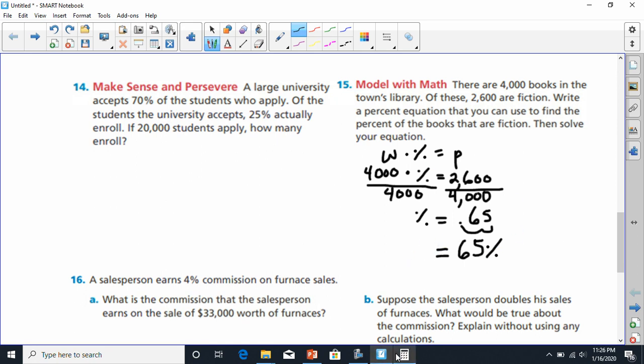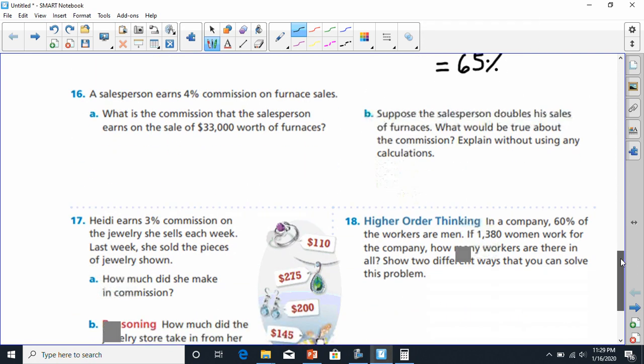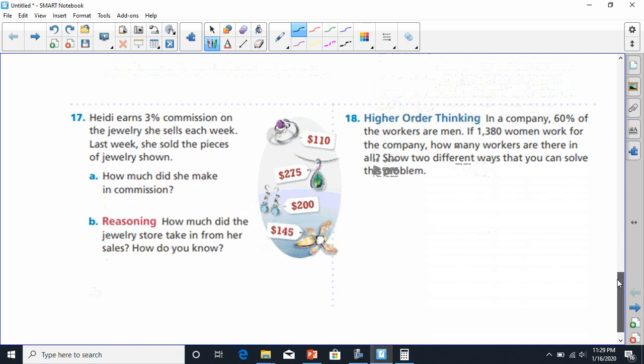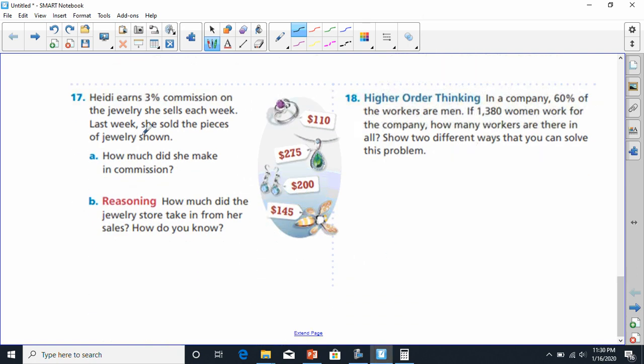Let's see. Time to move on to the next one. All right, moving on to number 16. Actually, number 17. Heidi earns 3% commission on the jewelry she sells each week. Last week, she sold the pieces of jewelry shown. How much did she make in commission, and how much did the jewelry store take in from her sales?